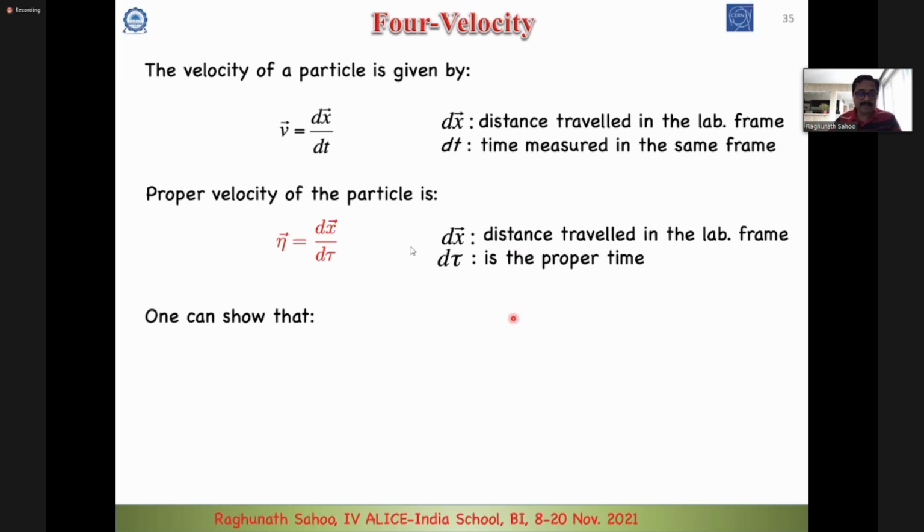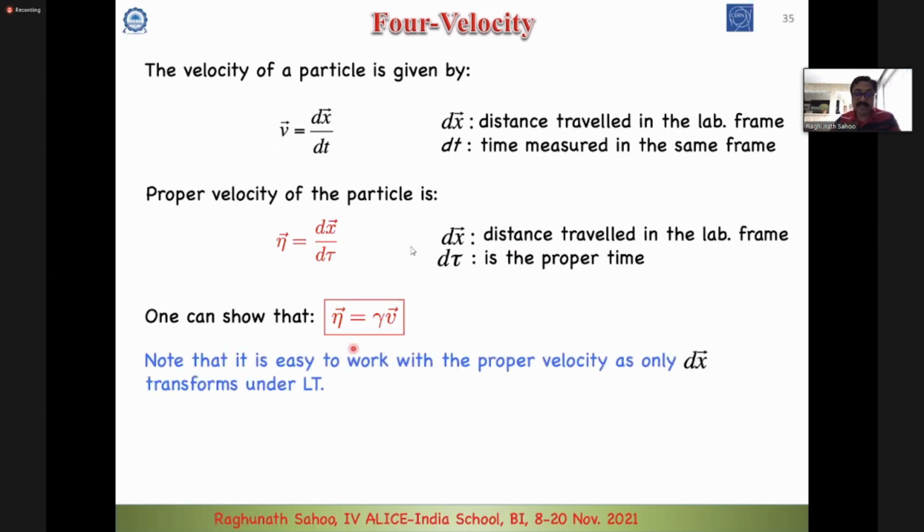After introduction of this, one can show that eta can be written as gamma v. So the Newtonian v, multiplied with the Lorentz boost factor, will give me the proper velocity of the particle eta. This you can mathematically show. Note that it is easy to work with proper velocity because only dx will get a Lorentz transformation, whereas d tau is invariant. That is not the case in Newtonian velocity, where both dx and dt get transformed under Lorentz transformation. So at least it gives me a better handle when the denominator is Lorentz invariant whereas only the numerator is changing. That is possibly the reason I prefer to work with proper velocity compared with Newtonian velocity. This is the justification, but at least one is helping me.